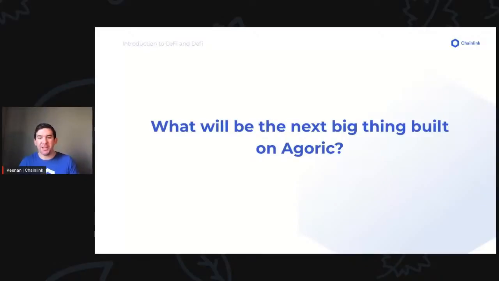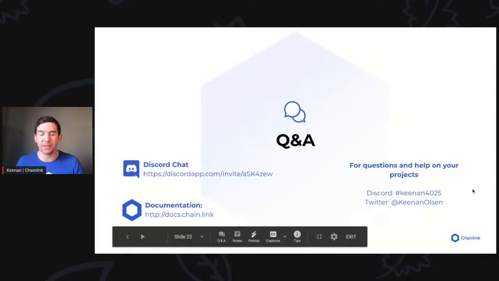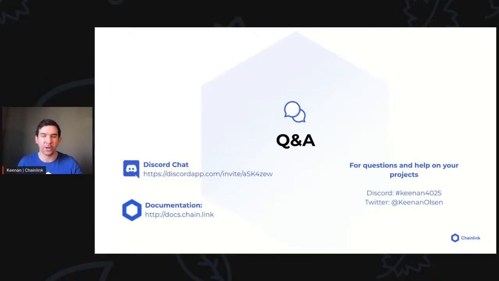So what will be the next big thing built on Agoric? This is, again, the perfect opportunity for you to create the next big thing. If you have questions, we'd love to take them. Me and the team will also be within the Discord. You can find me at Keenan. I've sent a message into the Chainlink support section. You can also find me on Twitter, but I'm here to help. So if you have questions, feel free to reach out anytime. If you want to bounce ideas off each other, I'm definitely here to help you with that.